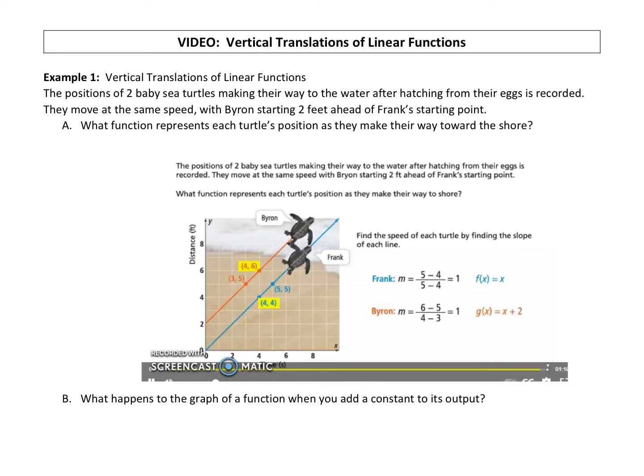All right, so part B, what happens to the graph of a function when you add a constant to its output? So when you add a constant to its output, that's going to go on the end of your function like we saw with the turtles. Byron, we had a plus 2 because vertically he was 2 units above Frank. So adding a constant k, let's write this out as a sentence.